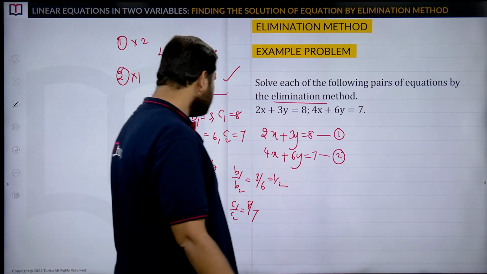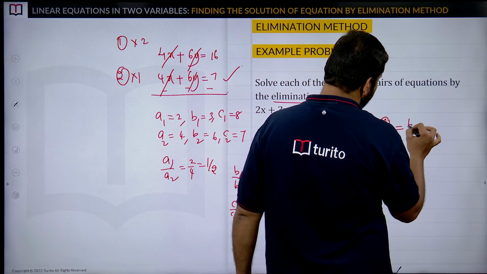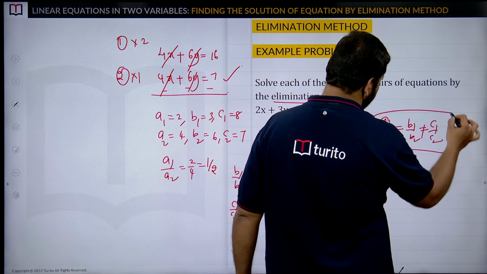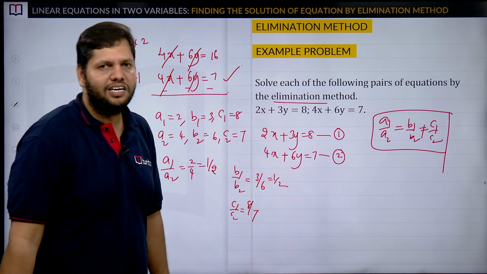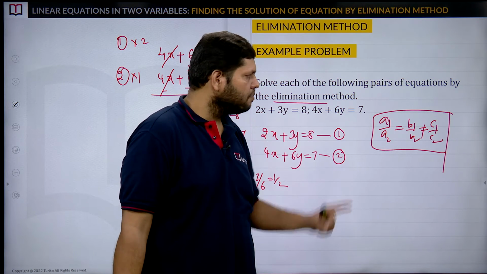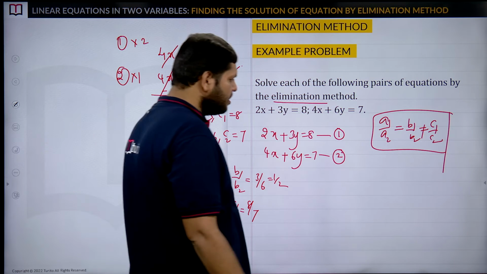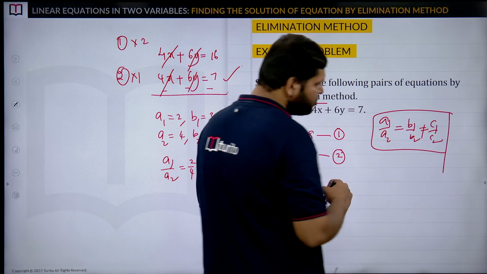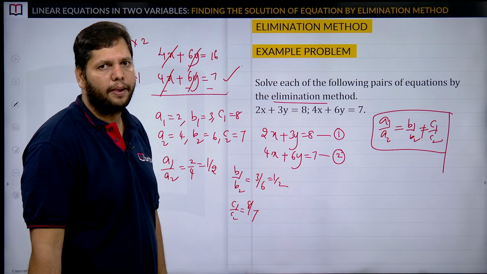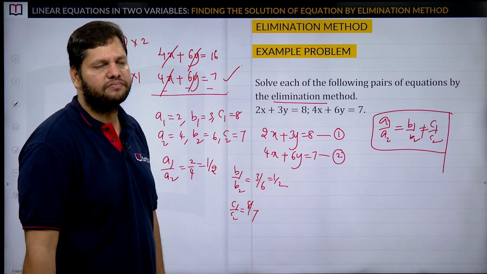Now children, what condition can we write here? We can write a1 by a2 is equal to b1 by b2 is not equal to c1 by c2. Children, which condition is it? Second condition. So the second condition: a1 by a2 is equal to b1 by b2, not equal to c1 by c2. So what is the answer in this condition, children? Do they have a solution or not? They don't have a solution because the lines are parallel here.